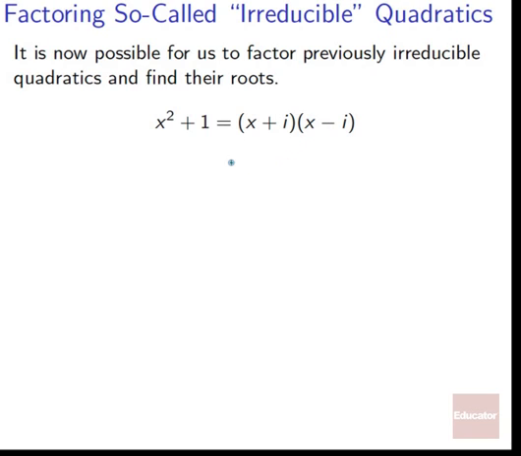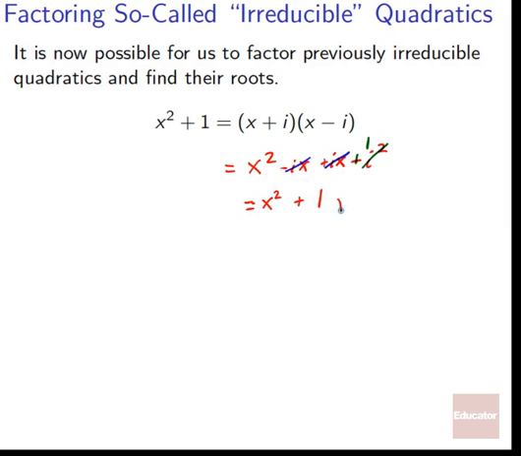Let's check this. This would be equal to x squared minus ix plus ix minus i squared. Whoops, I didn't write that whole thing. Those cancel each other out. i squared becomes plus 1. So we get x squared plus 1.